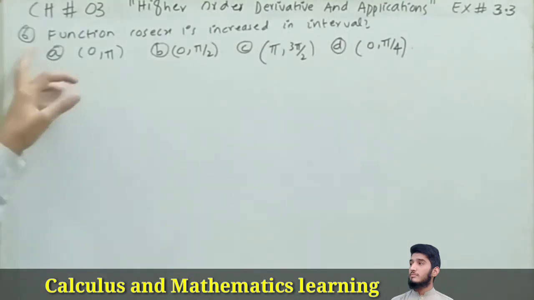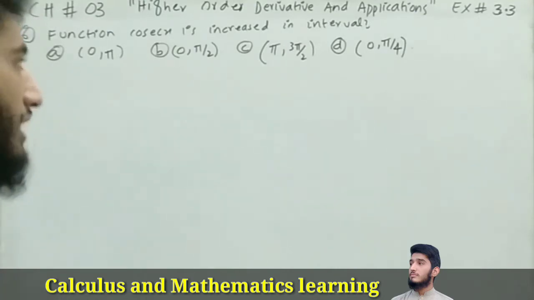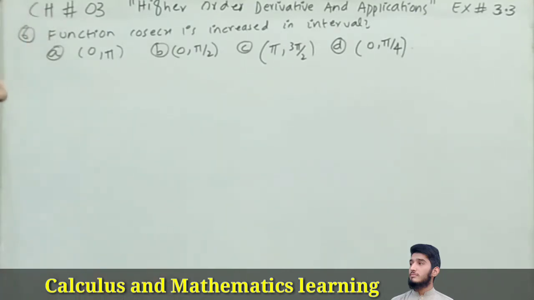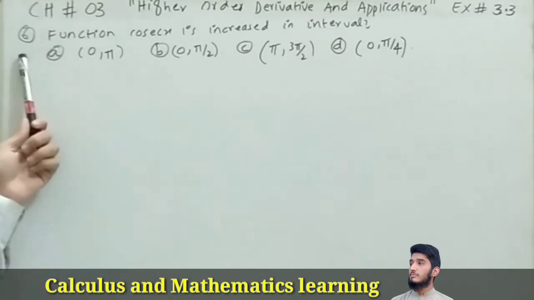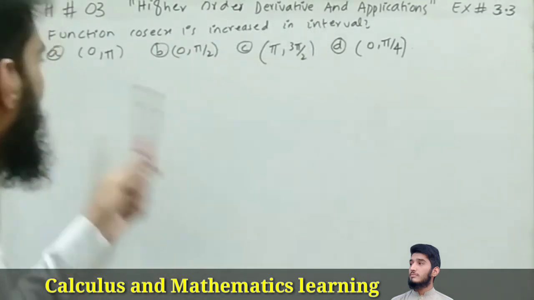MCQ number 6. We skip the two questions because they were totally related to chapter number 4, which inshallah we will solve in the next video, differentiation of a vector function. That's why we skip the two questions. Let's move to question number 6: the function cosecant x is increasing in the interval. We have 4 options given.